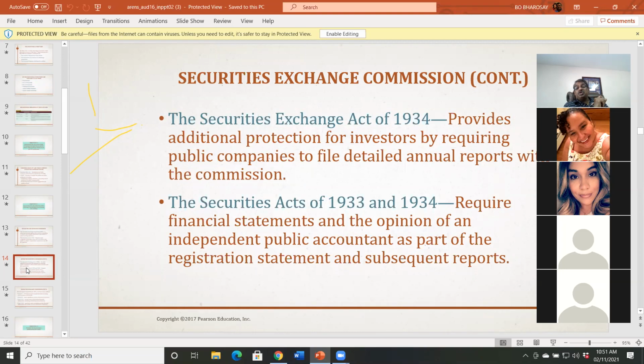Included in the Form 10-Q must be financial statements. The financial statements need not be audited. They could be compiled financial statements or some other form, which we'll talk about later.